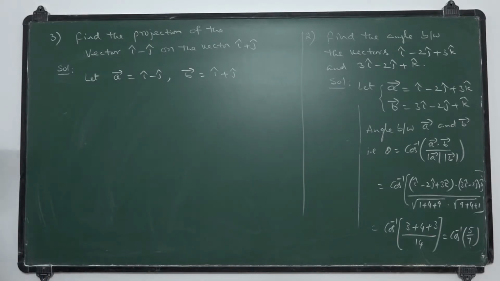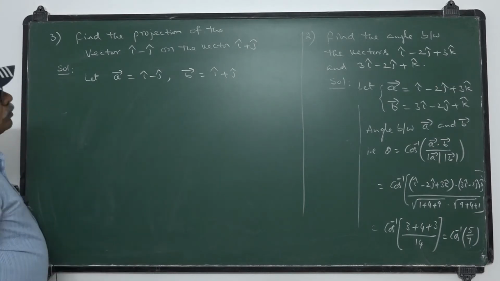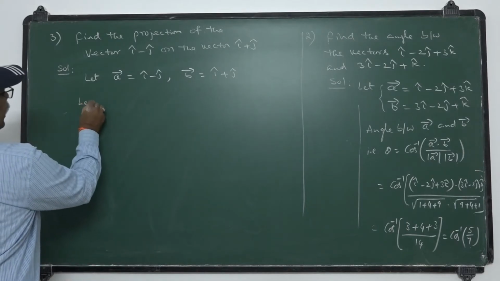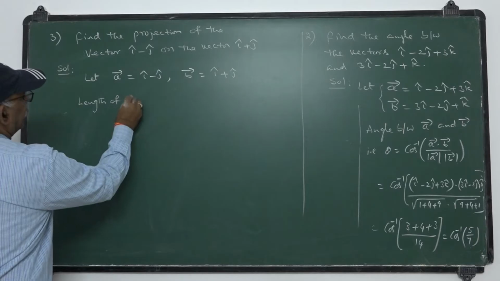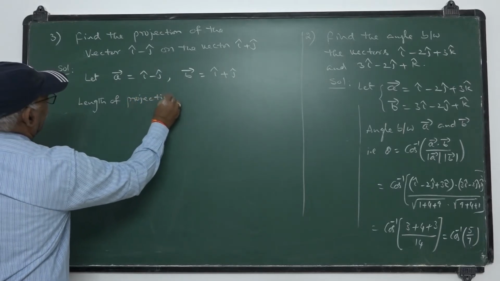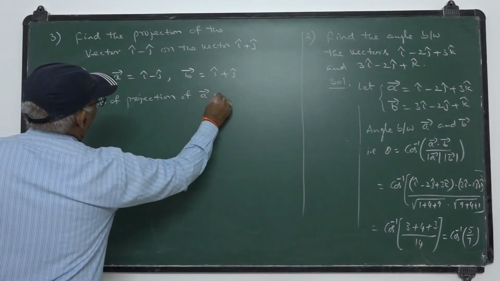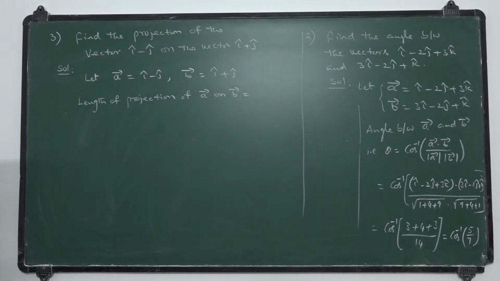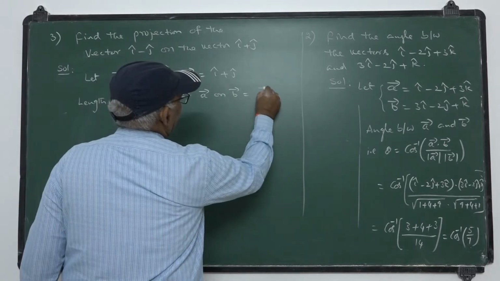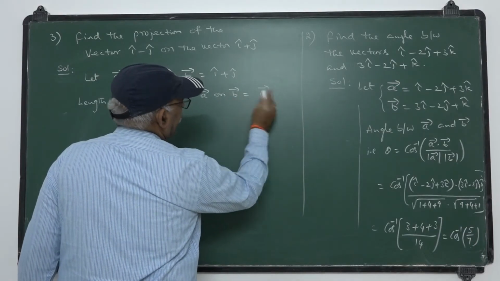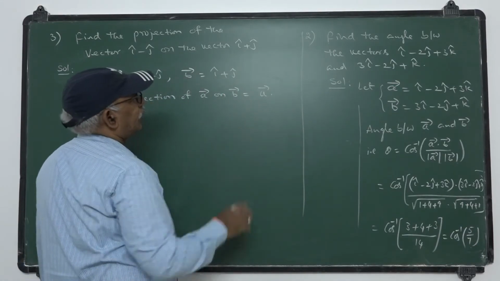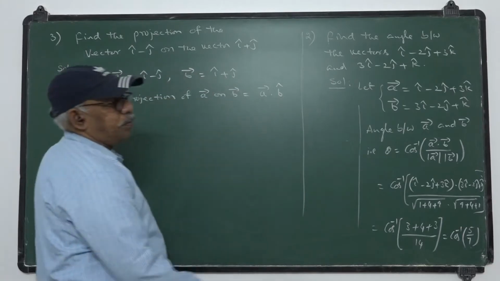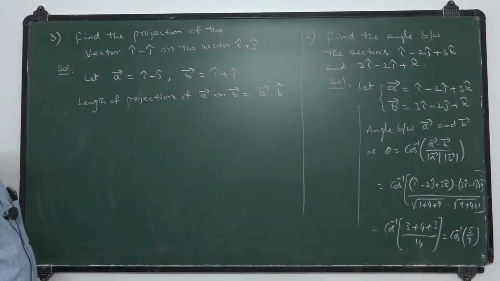Now the length of the projection. Here the sense of projection is the length of the projection. So the length of the projection of A bar on B bar is given by the formula A bar dot the unit vector along which the projection is needed. The projection is needed along B bar, hence the unit vector along B bar. That means A bar dot B cap.